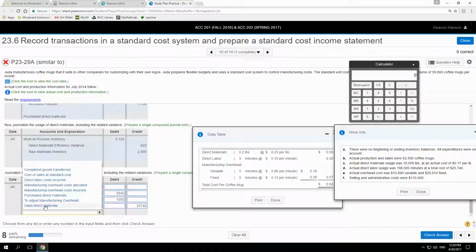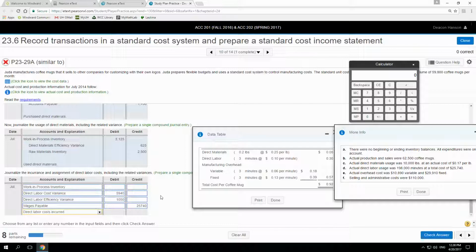Let's see, completed. Direct labor cost incurred. Okay, and then what actually gets charged to work in process? Simplest way would be just to take this wages payable amount and subtract the variances from it. So maybe we'll do that. Let's see. Minus. And we'll drop that number in for now, and that would be the standard.